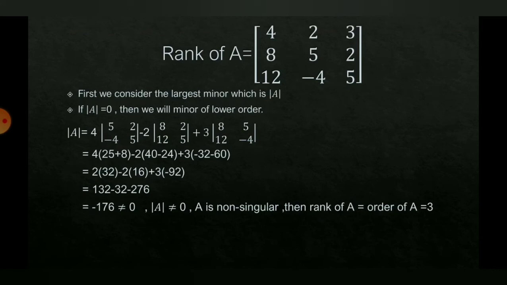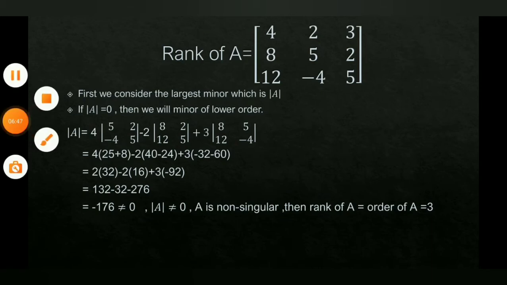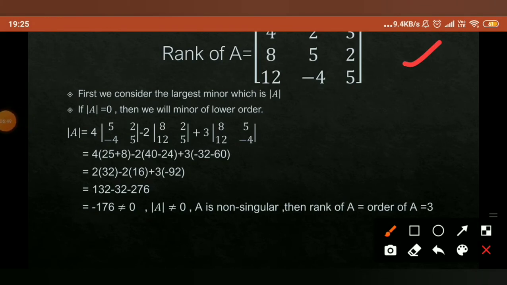So let us see this example, rank of A. Here we are given some matrix. In the question paper you will be given a matrix and you will be asked to find the rank. So to find the rank, you first have to look at this matrix and see what the highest order minor that exists in it is. The highest order minor is of 3 by 3 order. So the largest minor is this one itself, because it is of 3 by 3 order. So it is the highest minor.